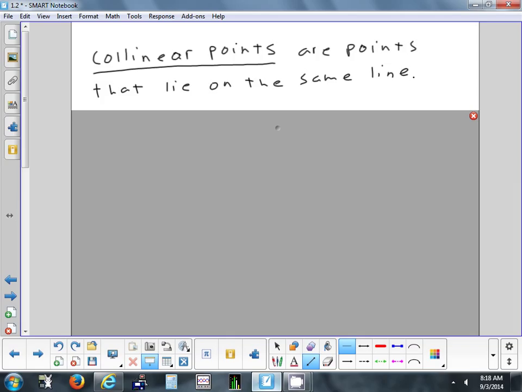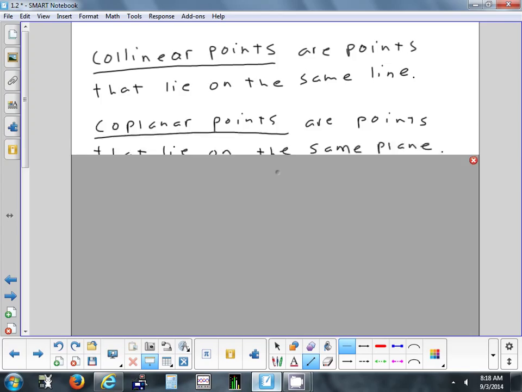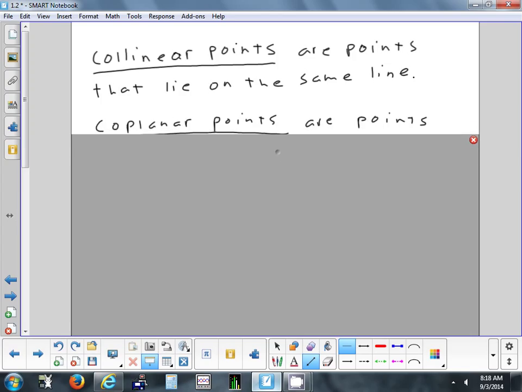When I add a third point in, not necessarily. Picture 3 points arranged like the vertices of a triangle. They're not collinear, all 3 of them. But 2 at a time, always collinear. Okay, and likewise, coplanar means 2 points on the same plane.